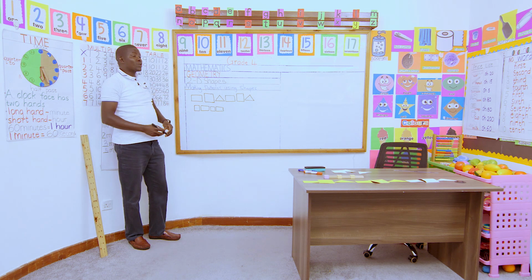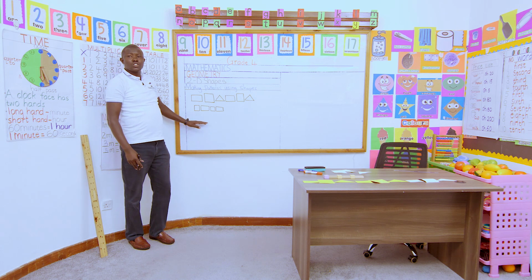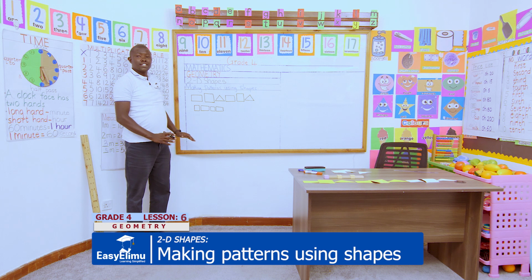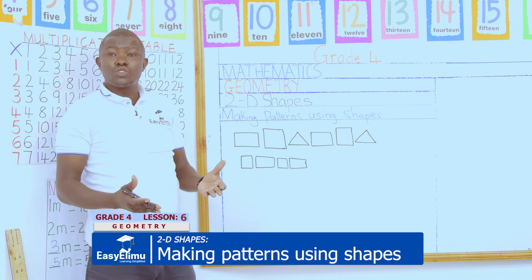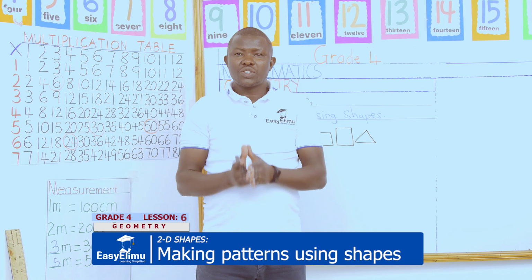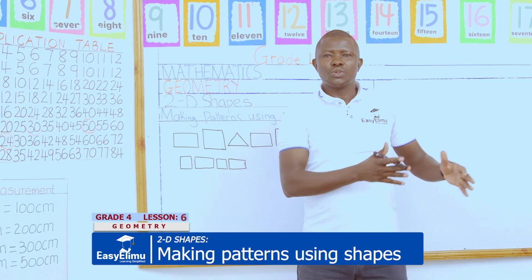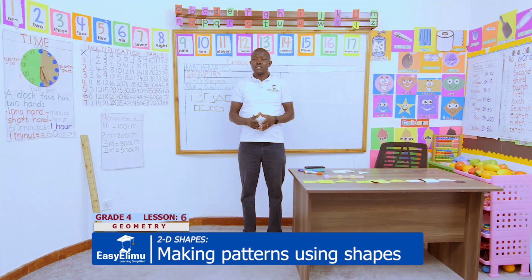Now, learners, you can come up with other patterns involving the shapes that we have learned. You can decide either to arrange square, square, square, square alone, or a rectangle, a rectangle, a rectangle, a rectangle alone, or triangle, triangle alone. Or you can also choose to start with a square, two rectangles, a square, two rectangles, a square, two rectangles. That is a pattern also you have formed.